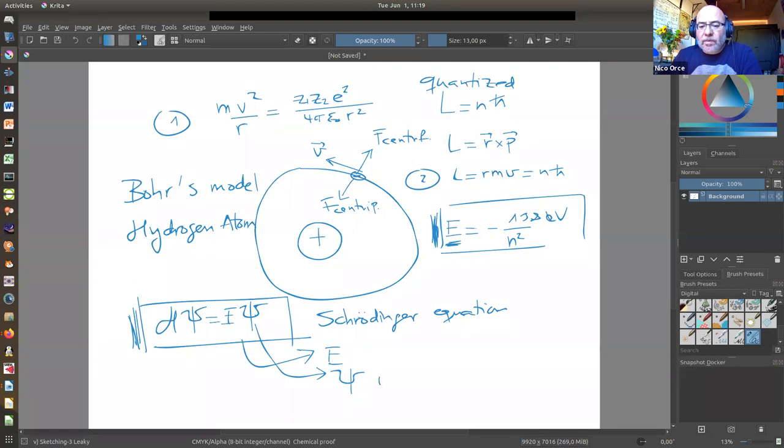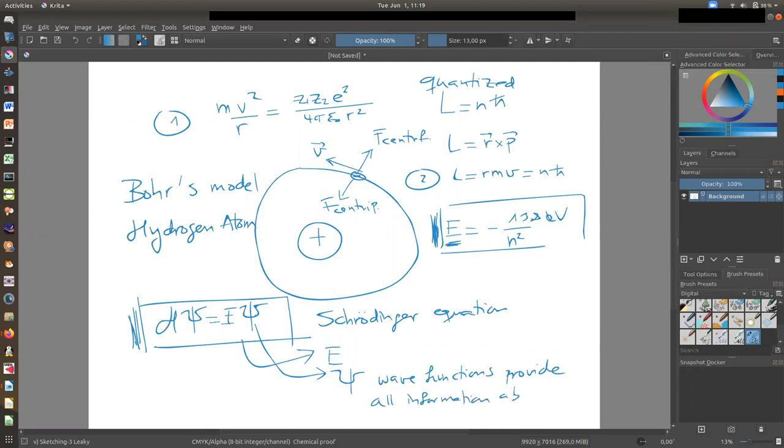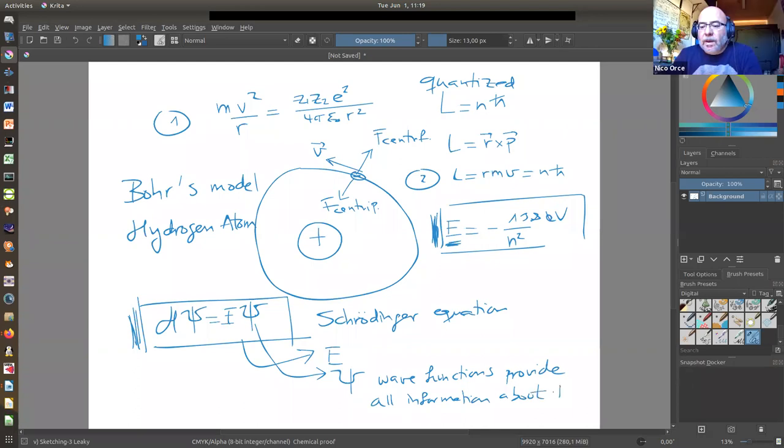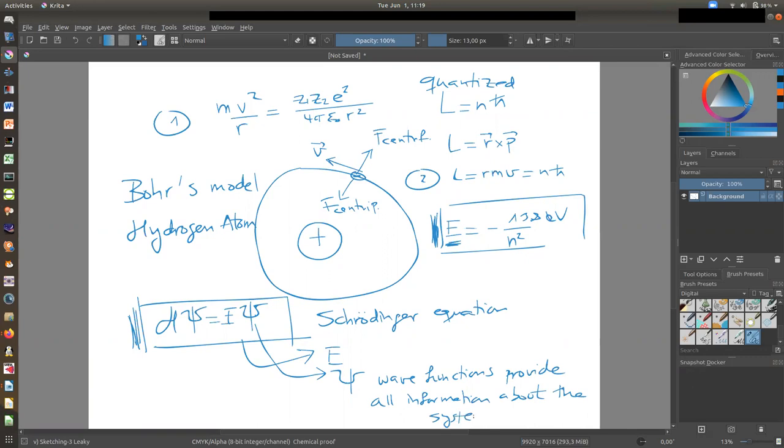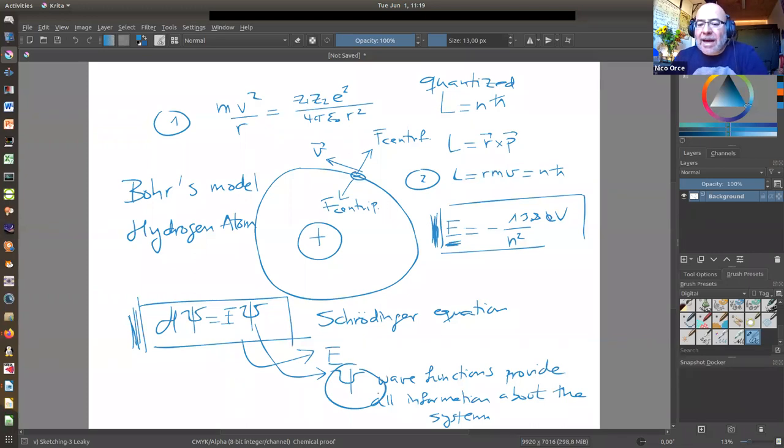So the wave function. Wave functions provide all information about the system. So the energies are okay, but here, using quantum mechanics and the Schrödinger equation, allows us to get also the wave function. And once we know the wave function, we can deduce how a nucleus, how a state decays to the next state, what are the probabilities for this to happen. We can apply all the quantum mechanics that we know, right? And we can deduce what is the position, what is the average position, right?